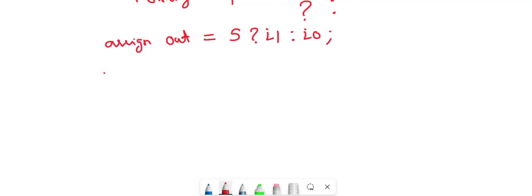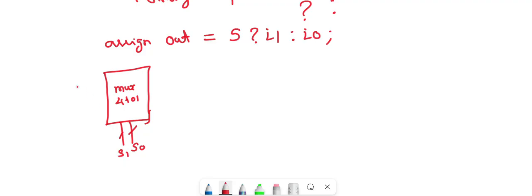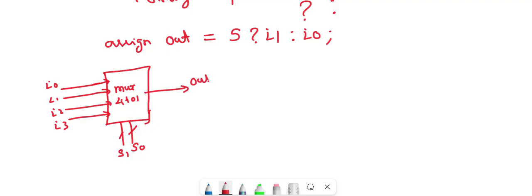Similarly, next is the 4:1 mux. How many select signals for the 4:1 mux? S0, S1. How many input lines? I0, I1, I2, I3. For multiple bits, you can go for the vector declaration. This is the out. So now this is the black box.